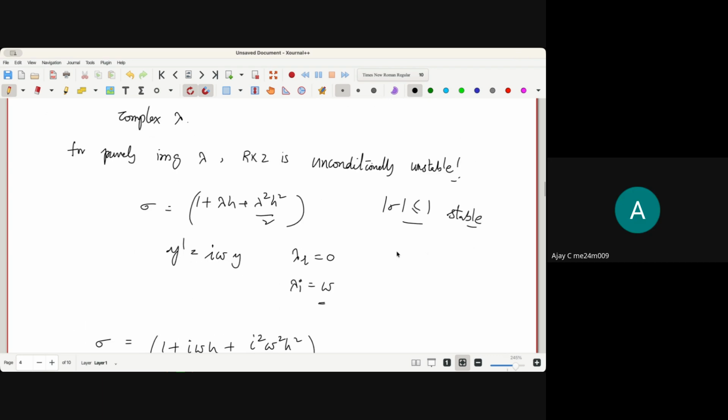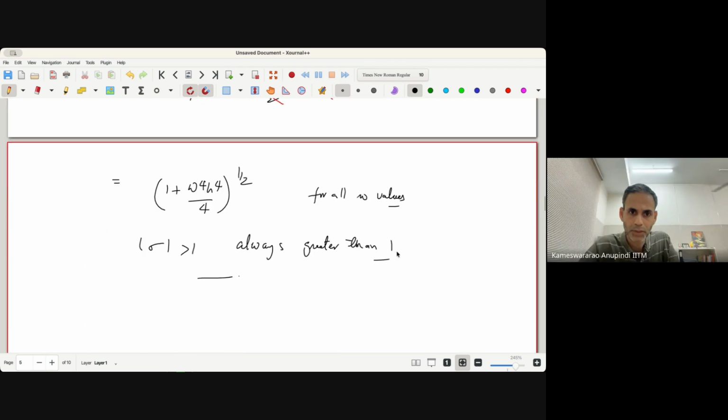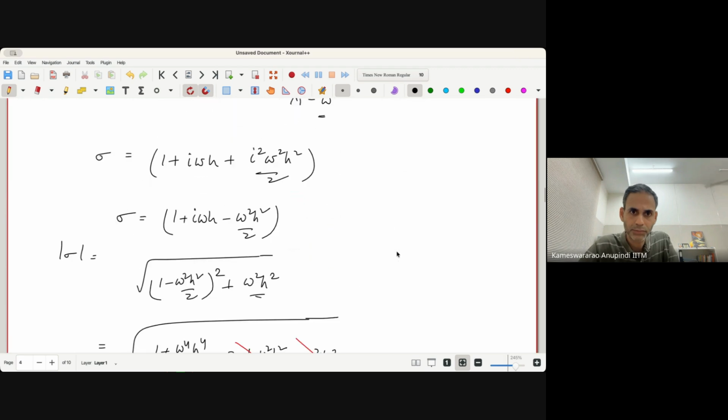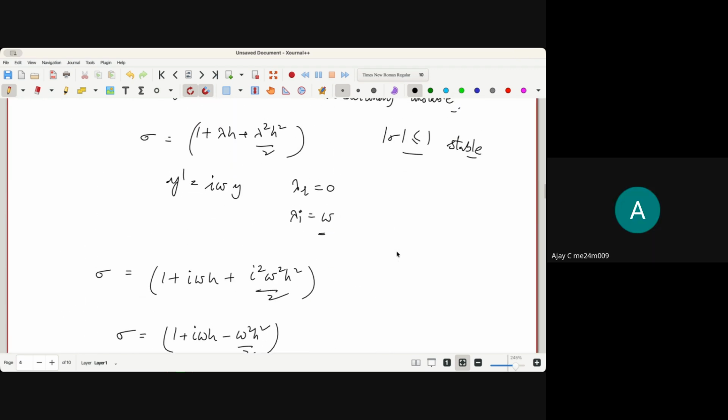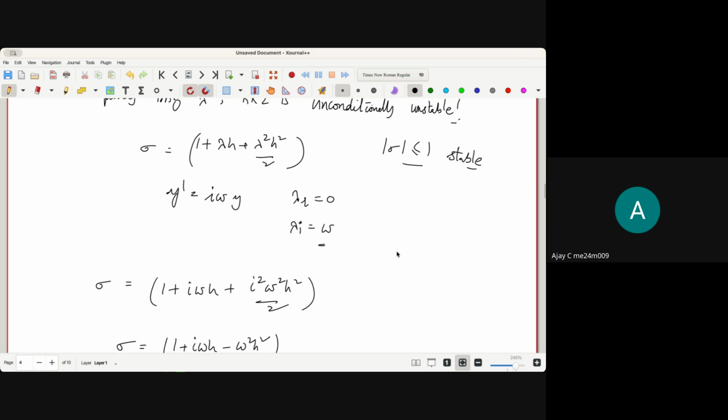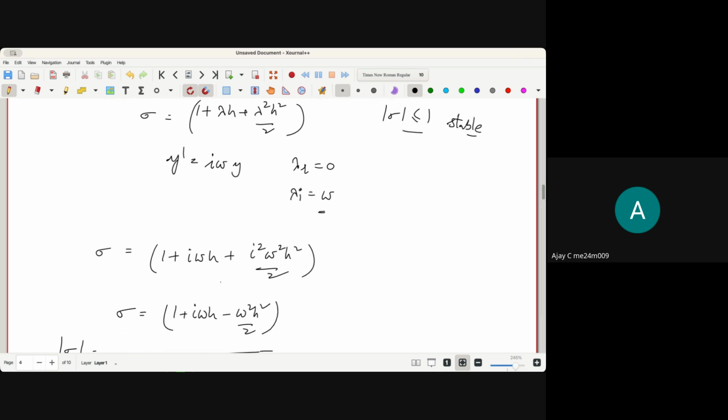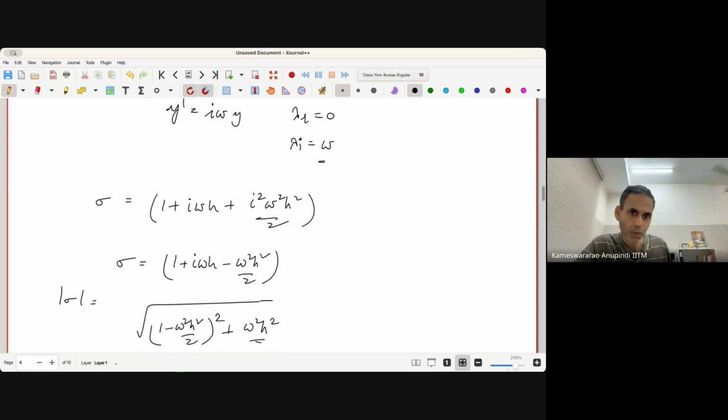Sir, can you go down to purely oscillatory problems? Yeah, oscillatory, yeah. So here, the square of i omega h will be minus omega squared h squared, right? Yeah, so this is the real part, and then this is the imaginary part.